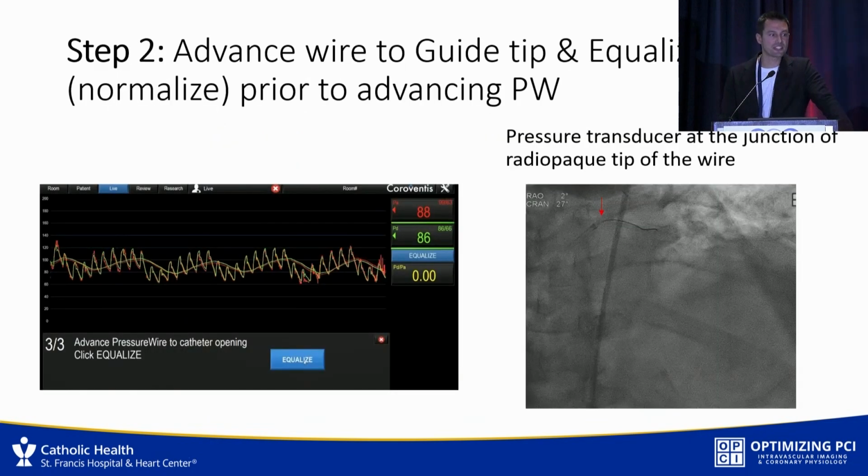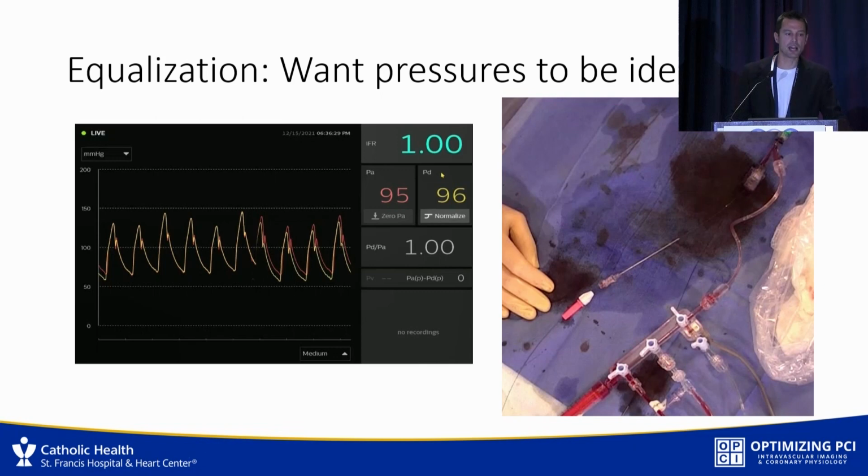Then you want to advance your guide wire to the guide tip. It's important that you know where the sensor is on your wires. The radio-opaque portion at the transition, that's where your sensor is. And we put that just distal to the guide catheter. You disengage the guide catheter, and that's when we're equalizing or normalizing, depending which system you're using. Then when you are equalizing, you want to make sure your introducer's disengaged.